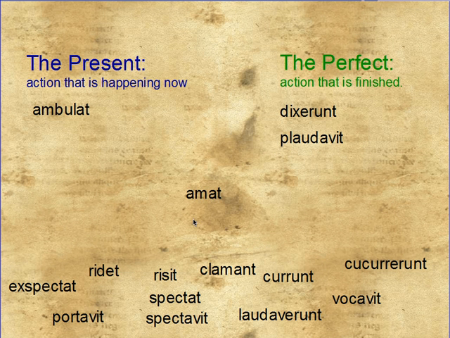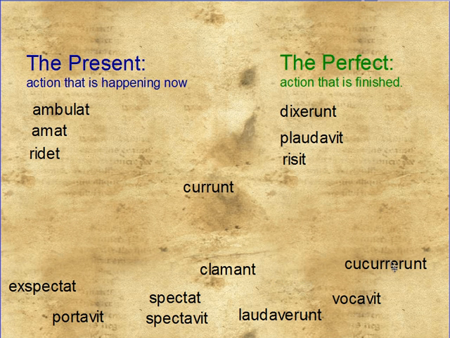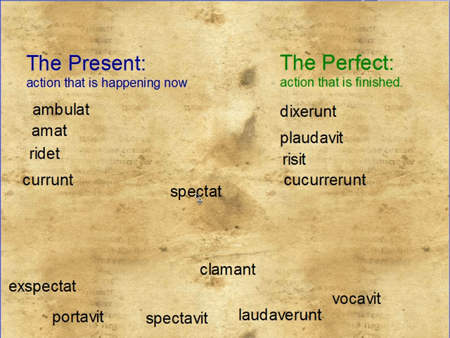Ridet and risit. These are the present and perfect of the same verb. Ridet, he smiles. Risit, he smiled. Here's another pair. Currunt and cucurrerunt. They run. Cucurrerunt, they ran. Spectat, spectavit. The V helps us in this case. Spectat, she watches. Spectavit, she watched.